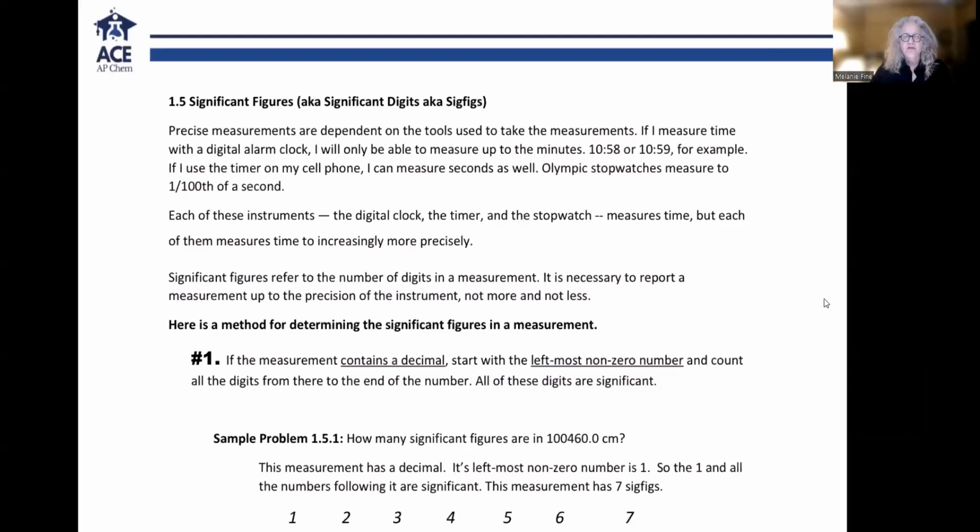Welcome back to lesson 5. Now that we understand what significant figures or significant digits are in measuring instruments, let's learn how to count them.